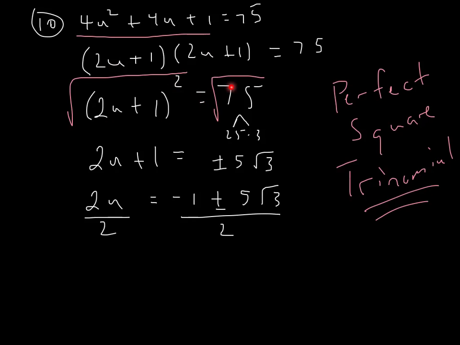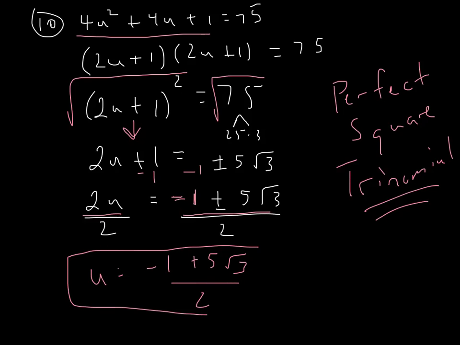Still equal to 75. Take my square root of both sides. Square root of 75 is plus or minus 5 radical 3. And the 2u plus 1 just drops right out of the square. I subtract 1 from both sides. That's where this negative 1 comes from. And then I divide everybody on the right side by 2. So u is equal to negative 1 plus or minus 5 radical 3 all over 2.